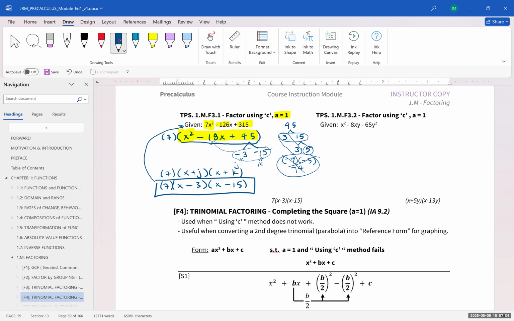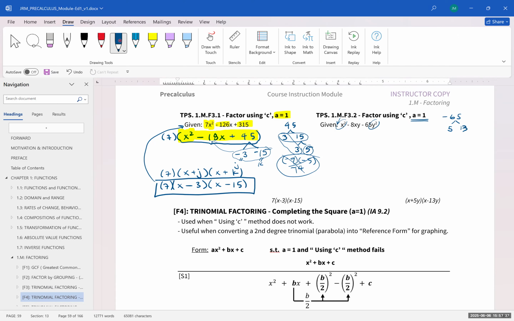All right, let's look at this next think pair share. So in this think pair share, we already have a leading coefficient equal to 1, and both x and y are second power. So now we just have to look at negative 65 and look at factors of that. Well, let's see, factors of 65, it's just going to be 5 and 13. So 5 and 13 are both prime numbers.